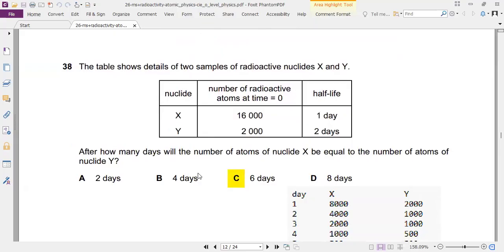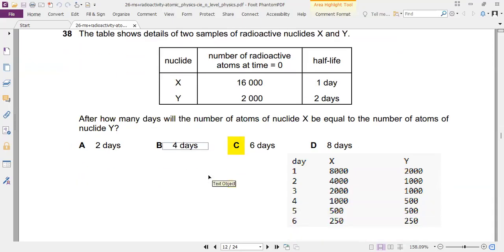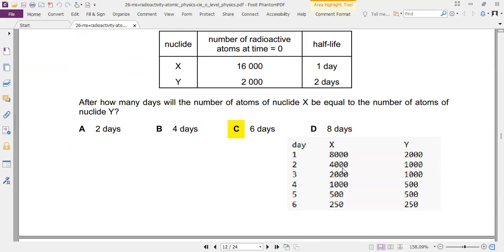So this is a tricky question. Sample X has a 1 day half-life, sample 2 has a 2 day half-life. They both have this many nuclei at the beginning. So we go step by step on both. 8, 4, 2, 1, 500, 250.